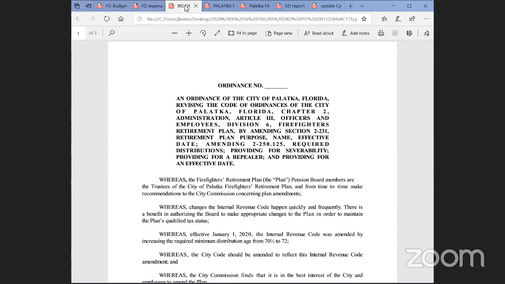There is a discretionary piece that we are adding to all of our plans. It's the first one under section 2231, retirement plan purpose, name, and effective date. What we did was add a new subsection B that is asking the city to allow the pension plan, rather than going through an ordinance change, to use a policy change whenever there is a change in the IRS code to change the plan's policy. So essentially, it would give the board, through a policy, the ability to just update the plan for any changes to the IRS code, and it would have the same effect as law.